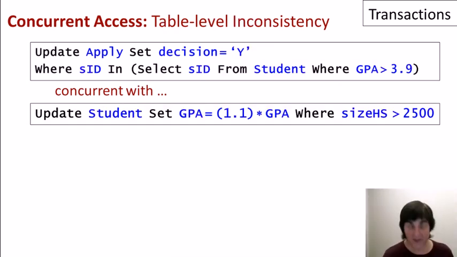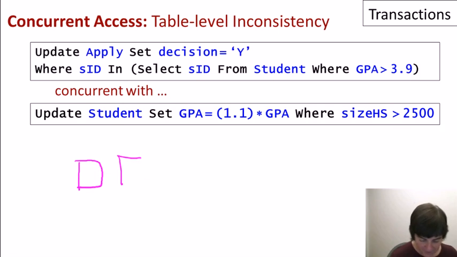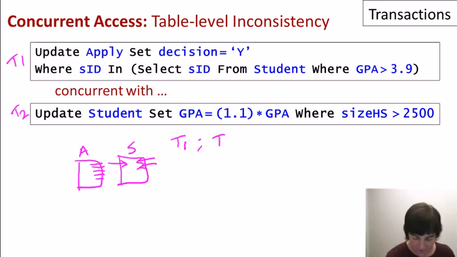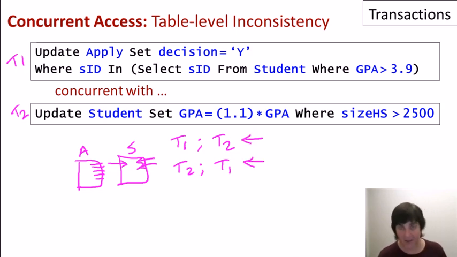The next example was the one where we were looking at the apply and the student table, and we were modifying the apply table based on the GPA in the student table and simultaneously modifying that GPA. So again, if these are issued as two transactions, we'll have either T1 followed by T2 or T2 followed by T1, or at least we'll have behavior that's equivalent to that. Now this case is a bit interesting because either of these does result in a consistent state of the database.